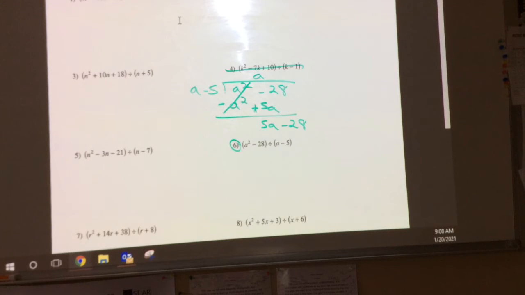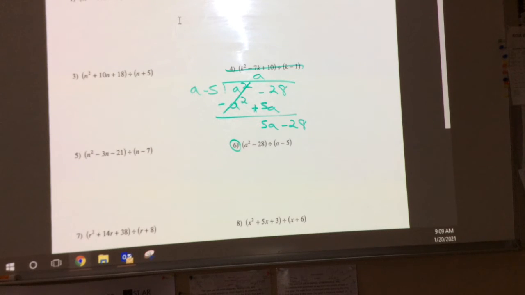When you take a look at the previous problem that we did, this was x squared plus 2x plus 3 divided by x plus 1. The first step, we divided by x, and then we ended up with negative x squared minus x, and we ended up with x plus 3 as our second when we started to repeat the entire process. That's where we're at right now. We're going to repeat the entire process on the 5a minus 28. So nothing's changed. Thank you, Abby.